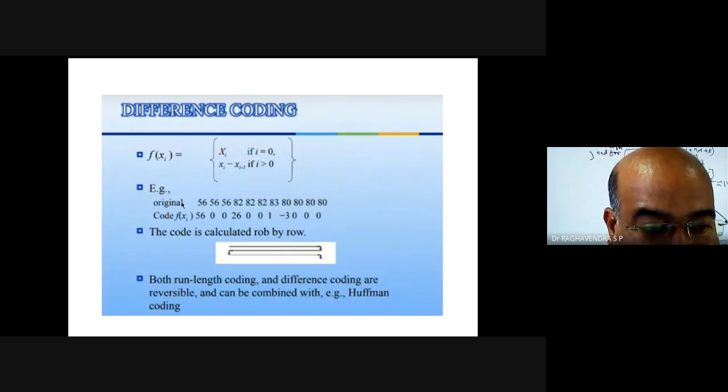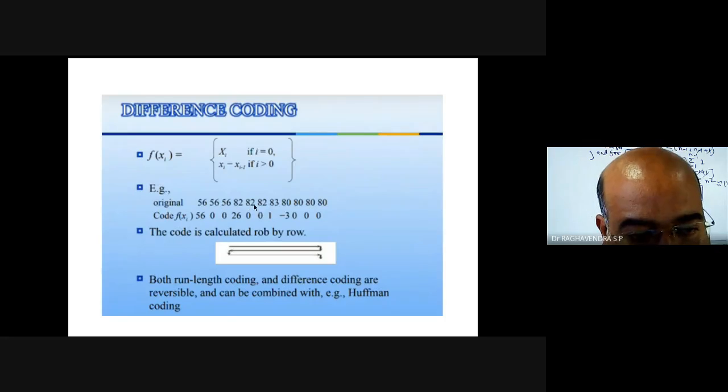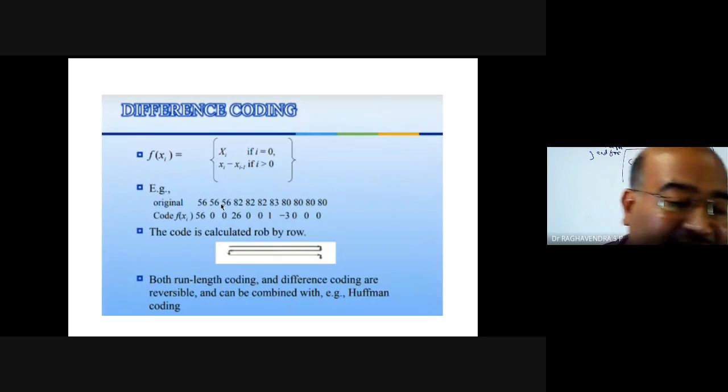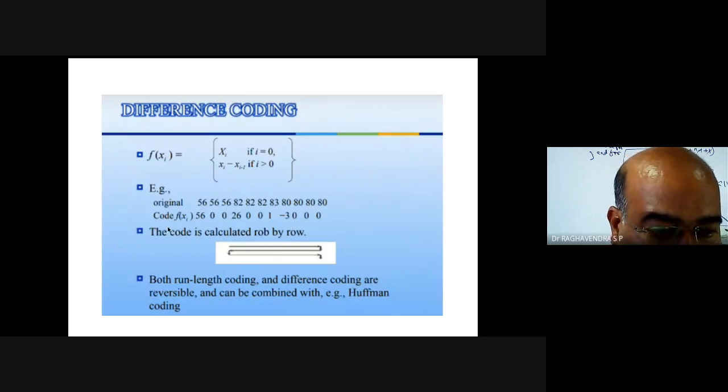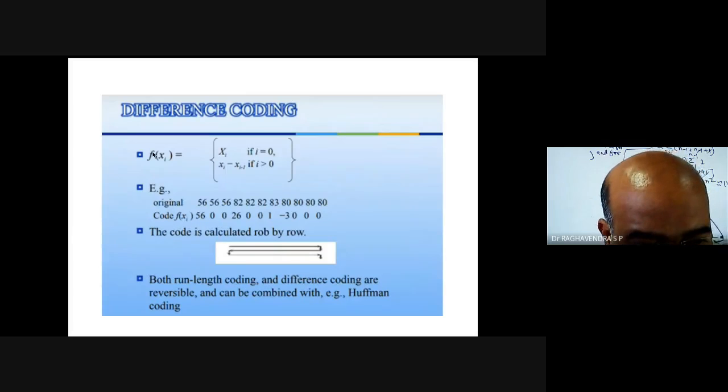So this is the image. On the original image ಇದೆ ನನ್ನ ಹತ್ರ 56, 56, 82, 82, 82, 83, 80, 80, 80, 80. If you apply the difference coding on this image, how can compression be done? See here, this is a code word. So code of f of x comma y. This is f of x comma y. You are applying this formula, difference coding, on this image.